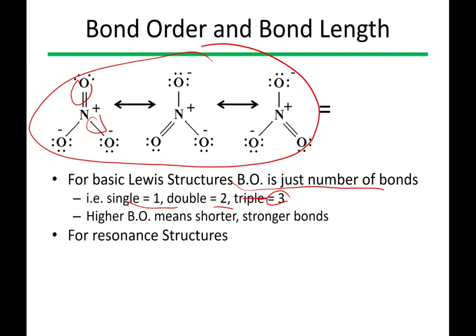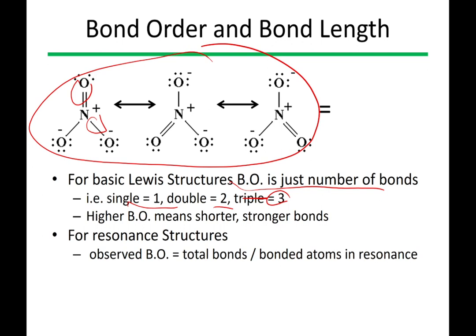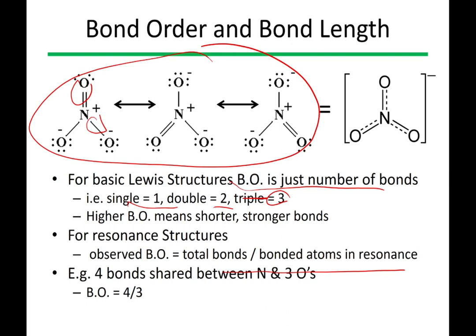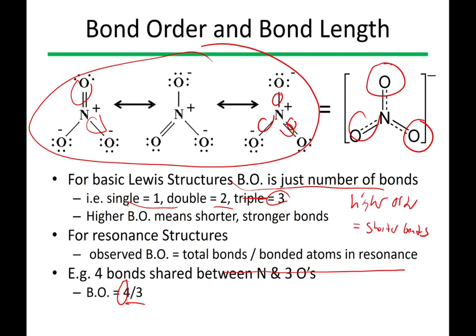But for resonance structures, what we actually observe is the total of bonds divided by the bonded atoms in the resonance. So for this structure, we have 4 bonds, 1, 2, 3, 4, shared between 3 bonded atoms. And so the bond order for this would be 4 divided by 3. So how do we observe bond order? Well, bonds with a higher order are going to be shorter bonds. So in this case, the bond length for NO3-, all of the nitrogen-oxygen bonds are observed to be the same length. And that length is somewhere in between a single bond and a double bond.